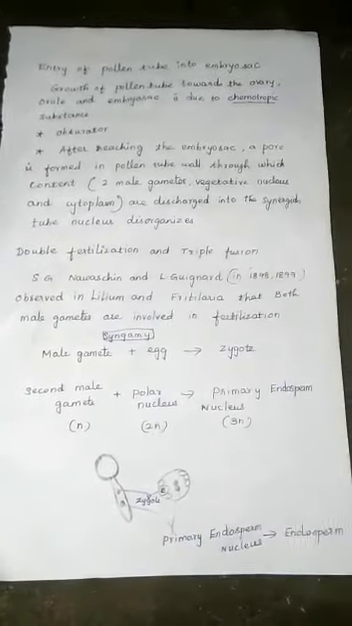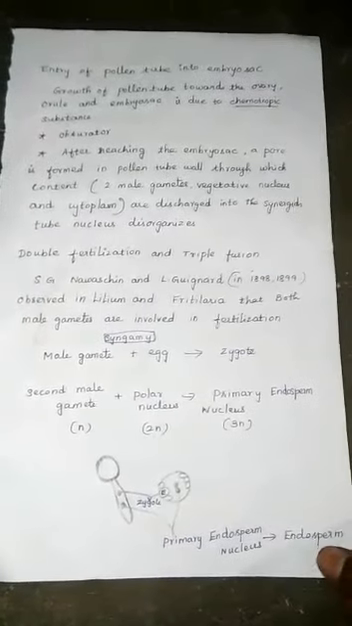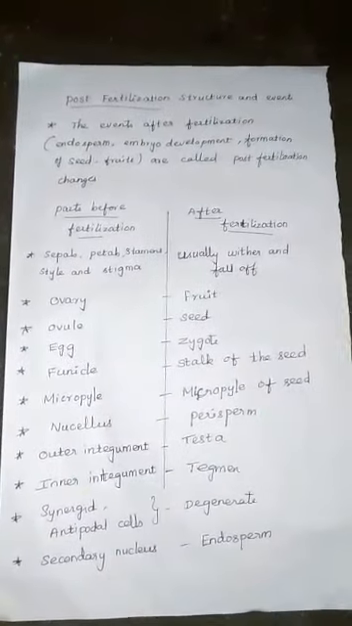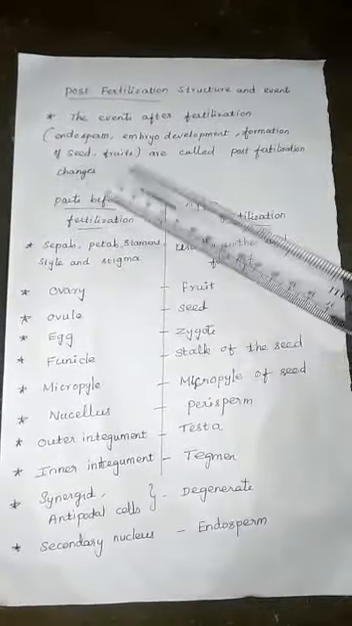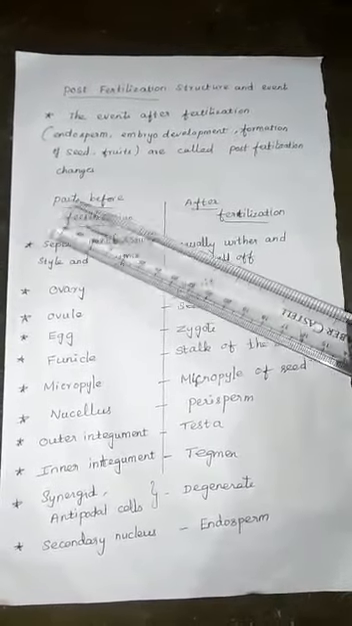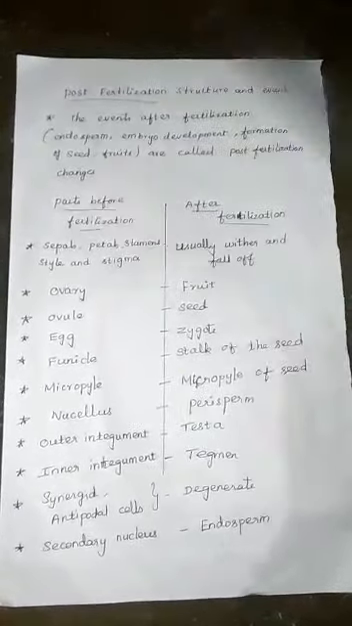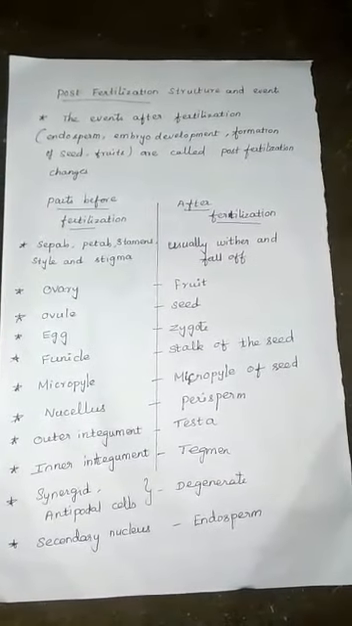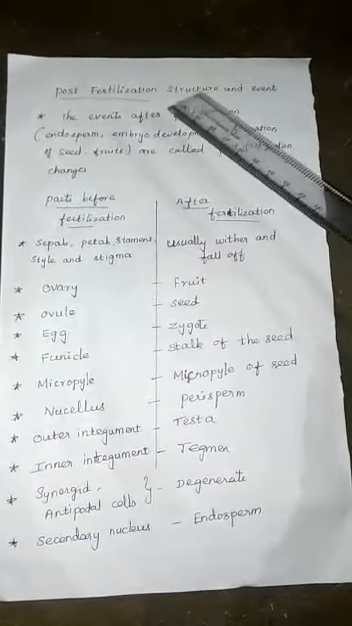Next we can see the post fertilization changes. The events after fertilization, I mean the endosperm, embryo development, formation of seed and fruits, are all called post fertilization changes. You know what is meant by fertilization: double fertilization and triple fusion. Now we can see post fertilization.